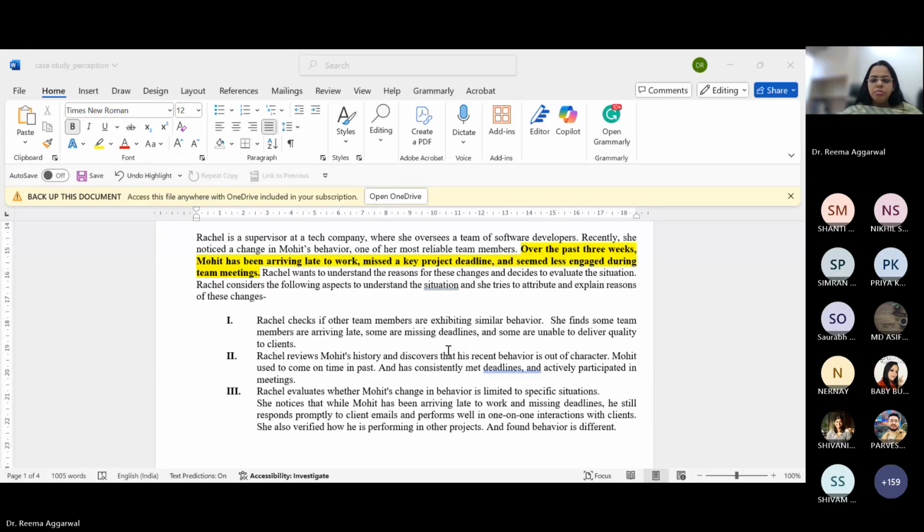But ma'am, everyone is doing the same, na? Same. Yes. So consensus is high. See, distinctiveness, normally students get confused.